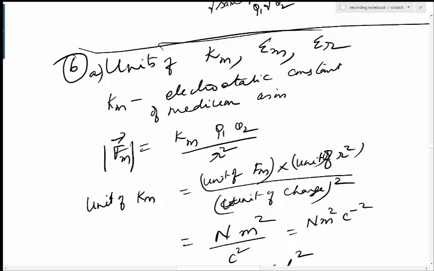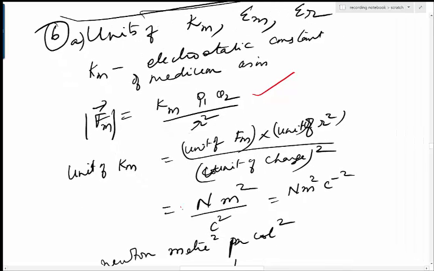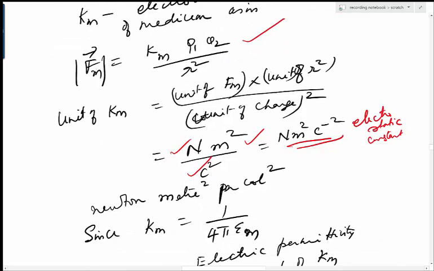Right. Now units of Km, epsilon m and epsilon r. Km is the electrostatic constant given by this equation as already explained. The unit of Km will be, cross multiplying, unit of Fm into unit of r squared divided by unit of charge the whole square. So the unit of force is Newton, and the unit will be Newton meter square per Coulomb square. So this will be the unit of electrostatic constant.